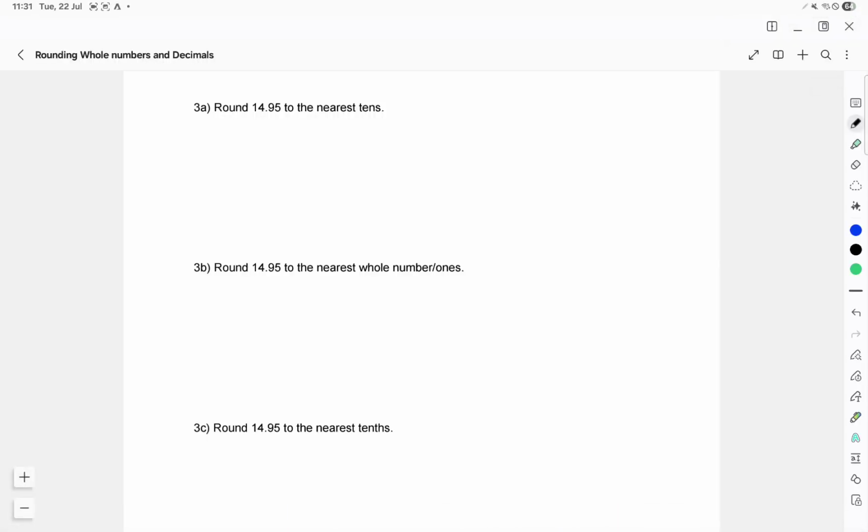Alright, let's round 14.95 to the nearest tens. Okay, so you have 14.95. Let's identify the place value first. This is what we call the hundredth place. This will be the tenth place. This will be the ones place. And this will be the tens place. So it's important to take note between tens and tenth.